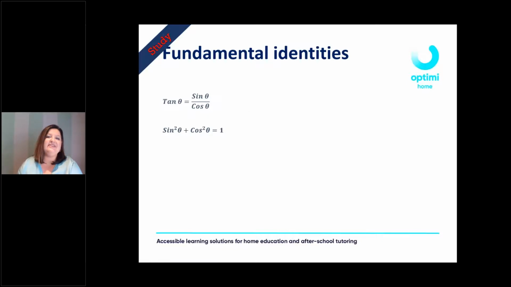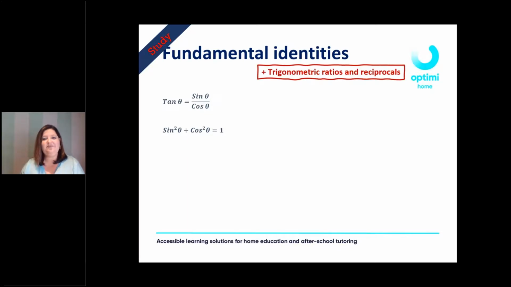The next fundamental identity is where I have sine squared theta plus cos squared theta is equal to 1. Now again, 1 can be replaced with sine squared theta plus cos squared theta. And sine squared theta plus cos squared theta can be replaced with 1, right? So you can use that interchangeably in your questions, whichever the question requires. You will know when you get there, especially when you need to simplify, what your needs are in that question.